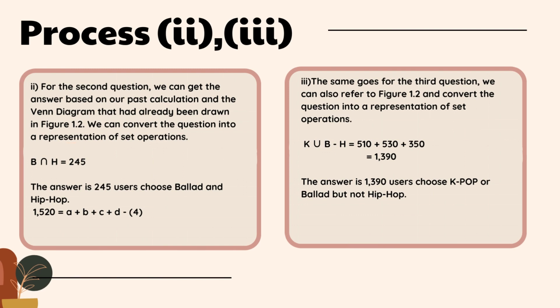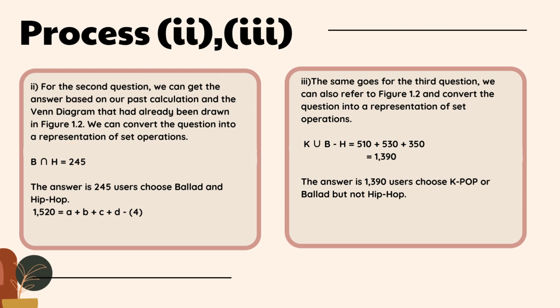So the next one is process number 2 and number 3. For the second question, we can get the answer based on our past calculation and the Venn diagram that had already been drawn in figure 1.2. We will convert the question into a representation of set operation, which is B intersect H equals to 245. The answer is 245 users choose ballad and hip hop.